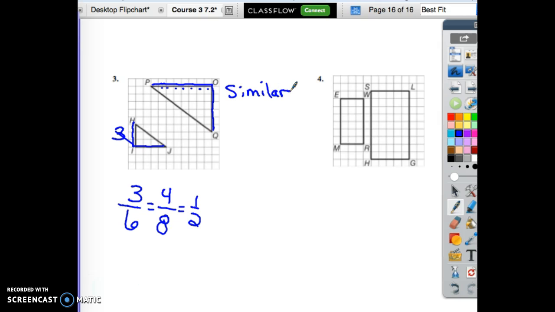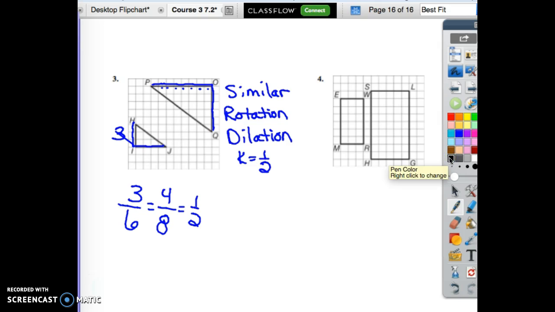Okay, then we have to describe the transformations because they are similar. Looks like we had a rotation. You could maybe say translation, maybe it was slid, but it was definitely rotated, and we had a dilation with a scale factor of 1/2. Or if I would have done it the other way, our scale factor would have been 2. Both of those answers are acceptable because the directions were unclear.